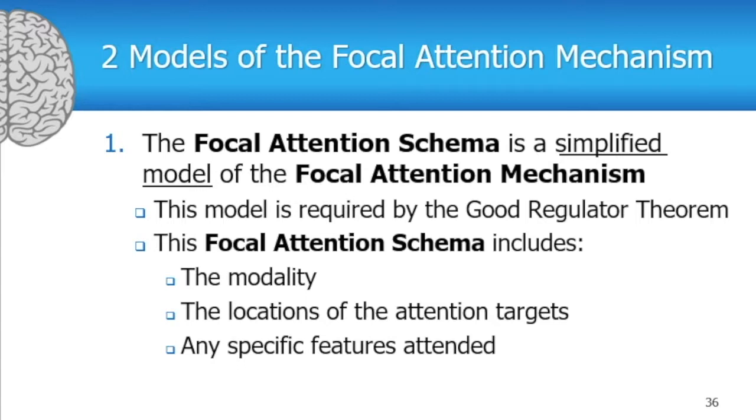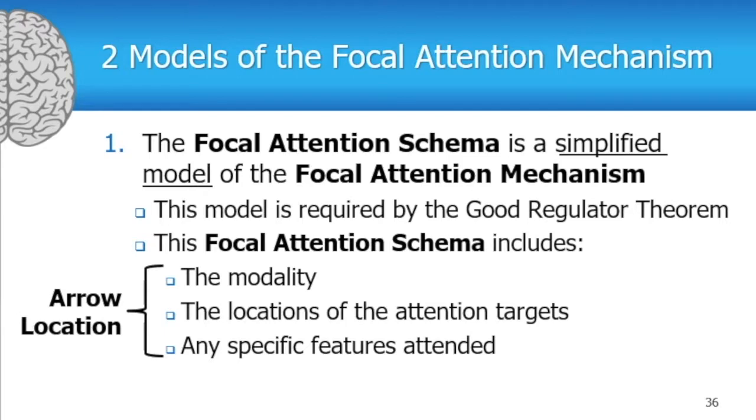Now, in diagrams, I will typically use an arrow to represent each separate target of the focal attention mechanism, and I will often refer to the term arrow location to represent all of these parts of the focal attention schema, which does include the location of the target in the world model where appropriate.